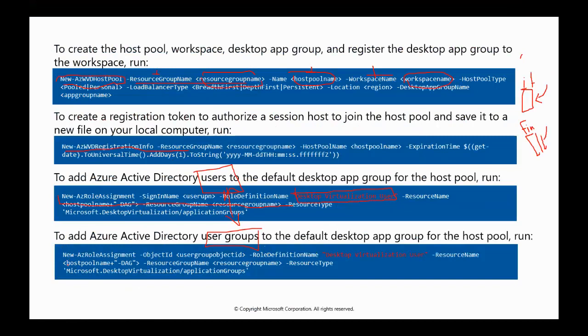So these are the commands we're going to use. Okay, this is the project user group object ID. This is what you should also always remember: to use the real names that you're going to use. Okay.